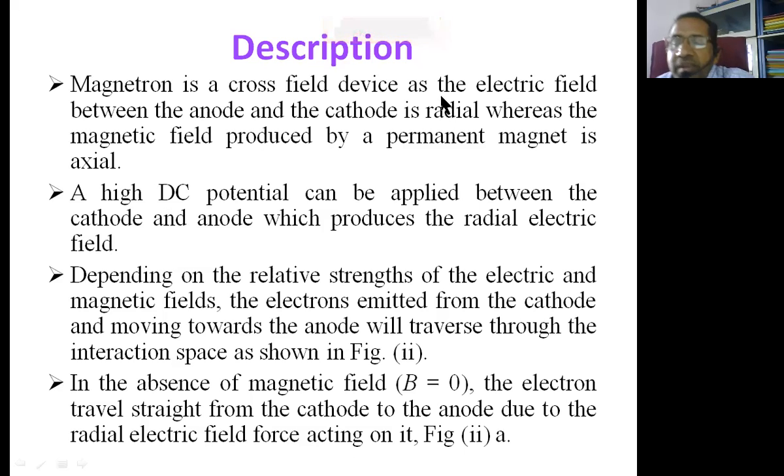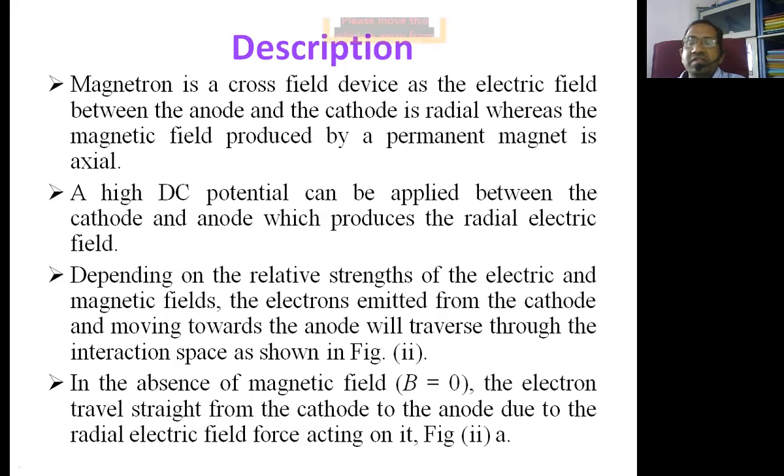Cross field means what? Plus symbol. What is the plus symbol? That is what the cross field representation is. There is a vertical line and a horizontal line to form a plus symbol, right? So these two lines are connected like a cross. So a similar kind of concept is used here. The magnetron is a cross field device, as we already know, as the electric field between the anode and the cathode is radial. What is radial? A straight line path is a radial kind of distance.